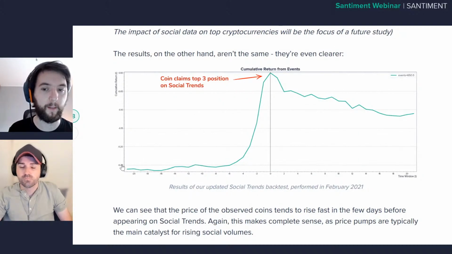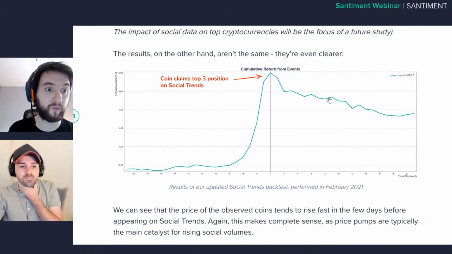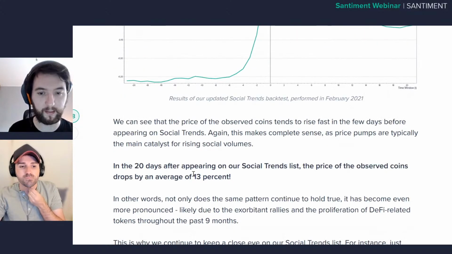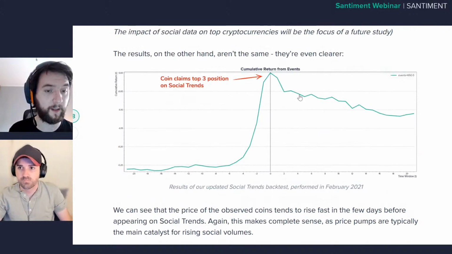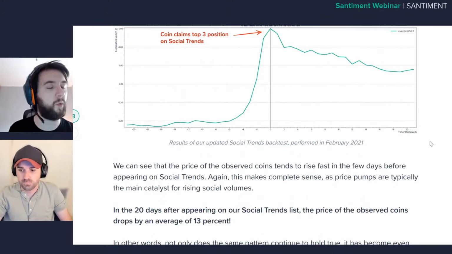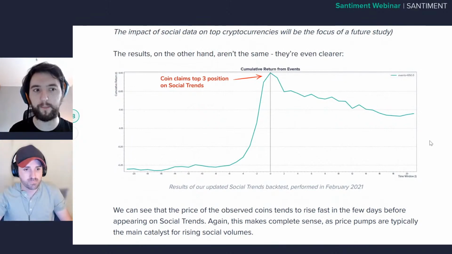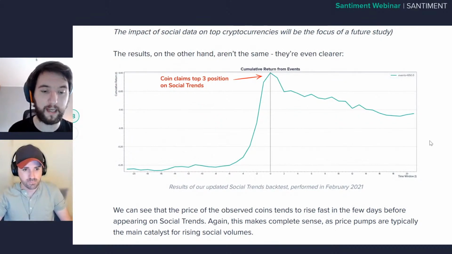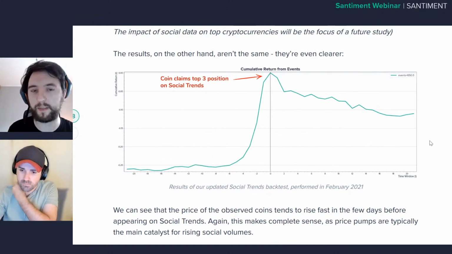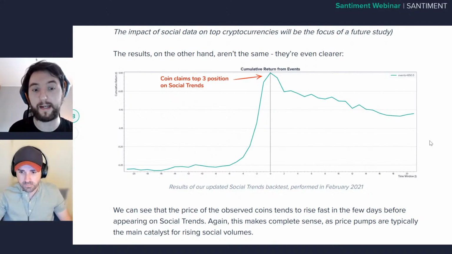As you can see, the average price performance of these coins grows from minus 25% and starts just going ballistic in the 6 to 4 days before, and then drops on average after the coin's appearance on our list. It drops on average, I think I have exactly, yeah, 13% over the next 20 days. So once again, we've done a refresher on the same idea, and the sample size being greater, we had the exact same results.